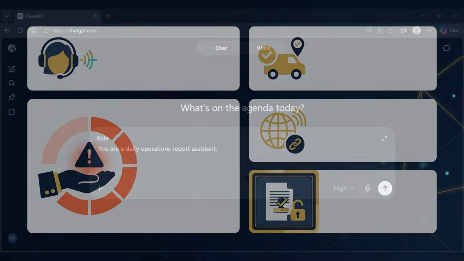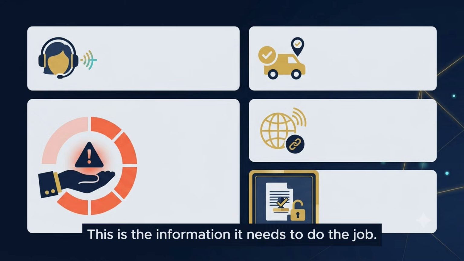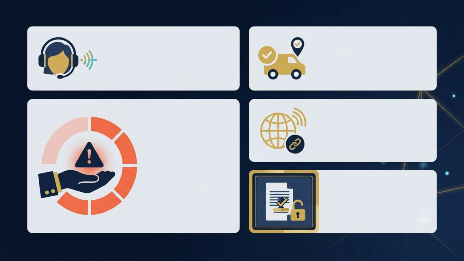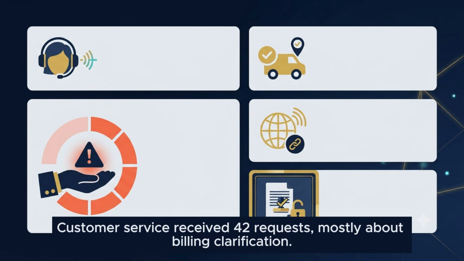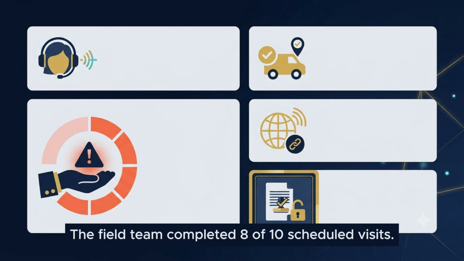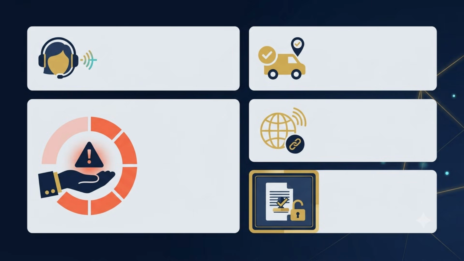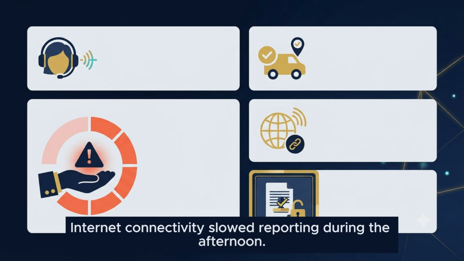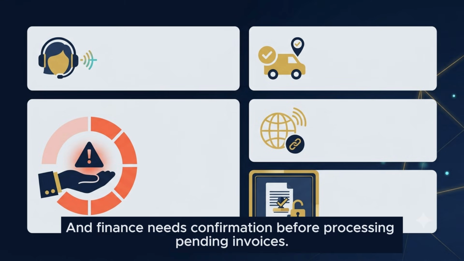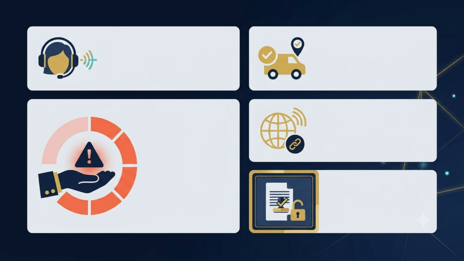Now give it the context. This is the information it needs to do the job. Here are 5 fictional daily updates. Customer service received 42 requests, mostly about billing clarification. 2 complaints require manager attention. The field team completed 8 of 10 scheduled visits. Internet connectivity slowed reporting during the afternoon. And finance needs confirmation before processing pending invoices.